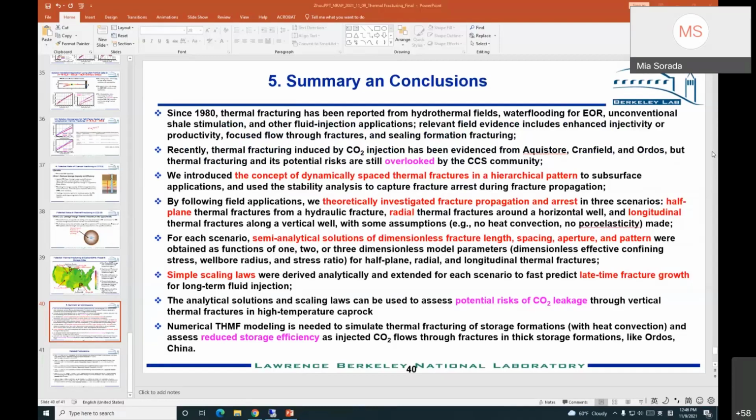I missed the question. Could you ask again? Certainly. It starts off, are there horizontal wells active in Ordos, Cranfield, and Aquistore Decatur? So, no, those are vertical wells. For CCS, I think the only 3 horizontal injection wells are in In Salah, Algeria.